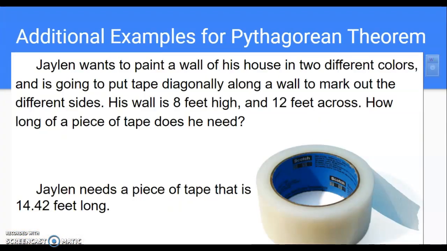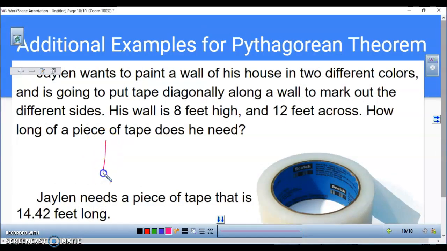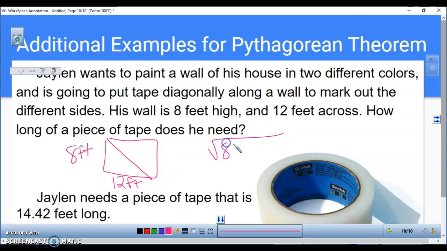Next, we have an example from Grace. Jalen wants to paint a wall of his house in 2 different colors and is going to put tape diagonally across a wall to mark out the different sides. His wall is 8 feet high and 12 feet across. How long of a piece of tape does he need? So if you think about this rectangle, my legs will be 8 and 12. So 8 feet high and 12 feet across. We're finding the hypotenuse. So we will add 8 squared plus 12 squared. And that will equal approximately 14.42 feet long. Good job using the units there.